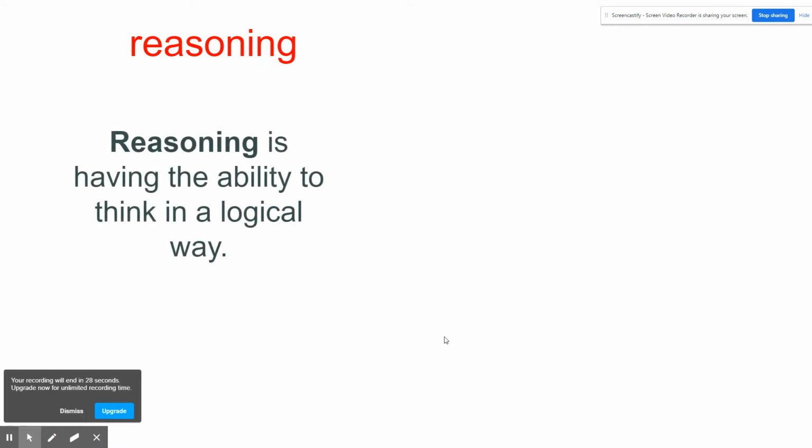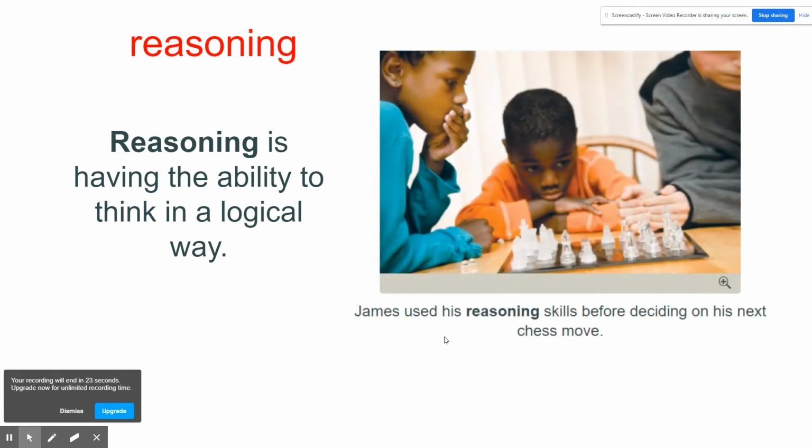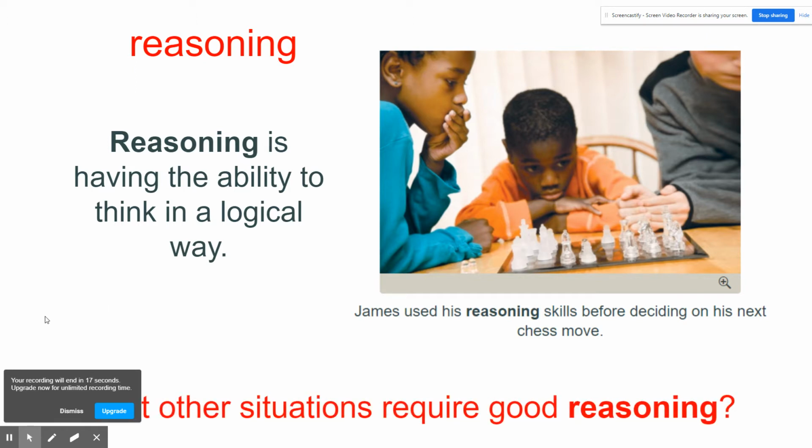Reasoning. Reasoning is having the ability to think in a logical way. James used his reasoning skills before deciding on his next chess move. What other situations require good reasoning? So you're trying to think about and analyze and think in a logical way.